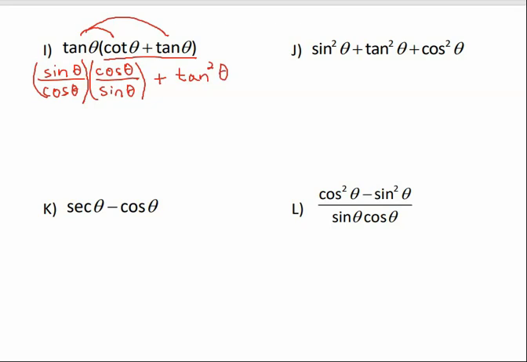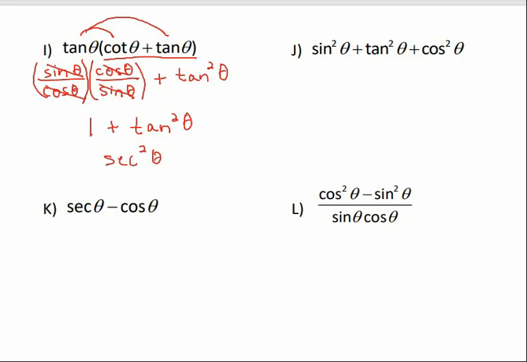Now if I multiply sine of theta over cosine of theta times cosine of theta over sine of theta, these cancel and I just get 1. Anything divided by itself is 1. So that's 1 plus tangent squared theta. Now that we have a 1 and a square, let's think about the Pythagorean identities. If we look back at them, 1 plus tangent squared theta, or tangent squared theta plus 1, is secant squared theta. And that's our answer.